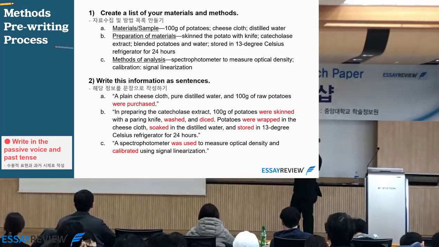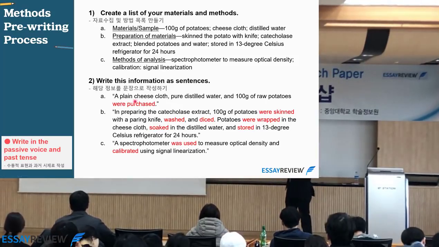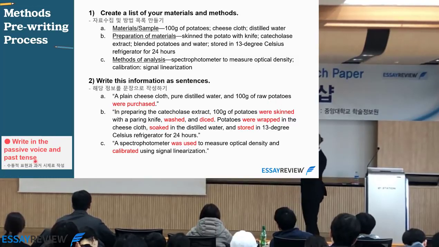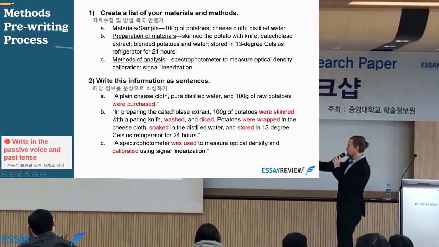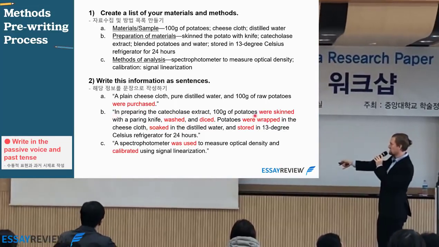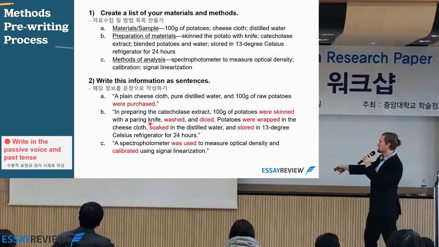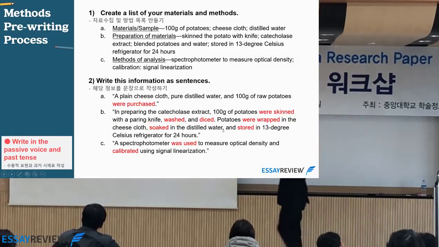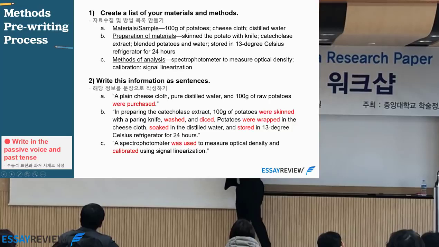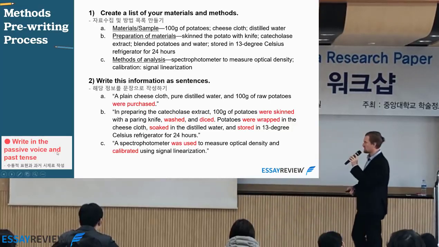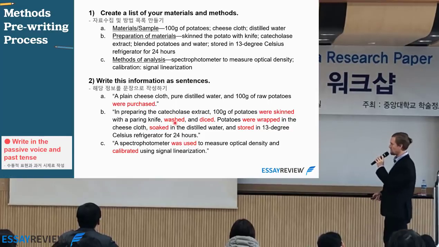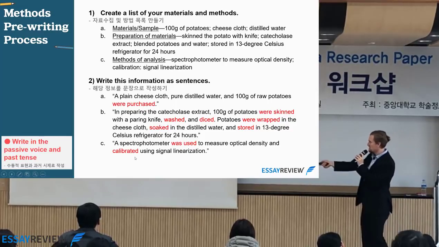A plain cheesecloth, pure distilled water, and 100 grams of raw potatoes were purchased. Notice that you have your materials and sample at the beginning. Next, in preparing the catecholates extract, 100 grams of potatoes were skinned with a paring knife, washed and diced, etc. Again, in red, we have the verbs. They're in past tense and passive voice, so you can see how to put them in that tense.